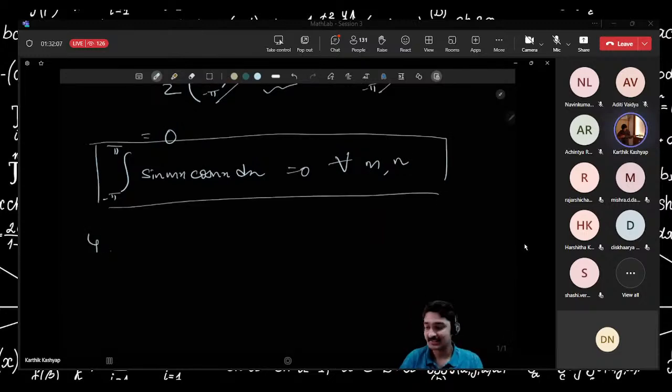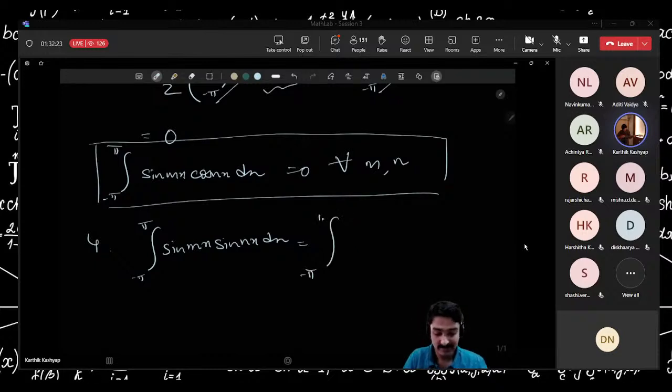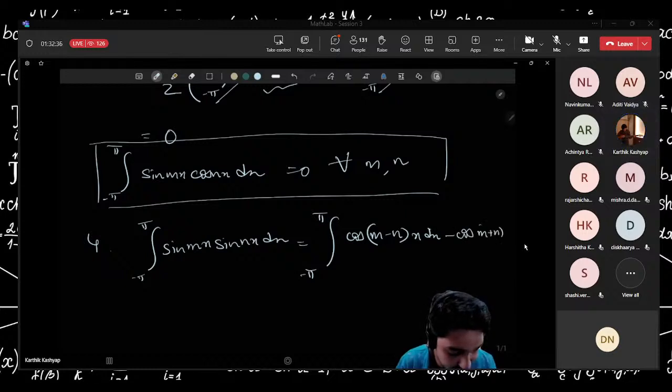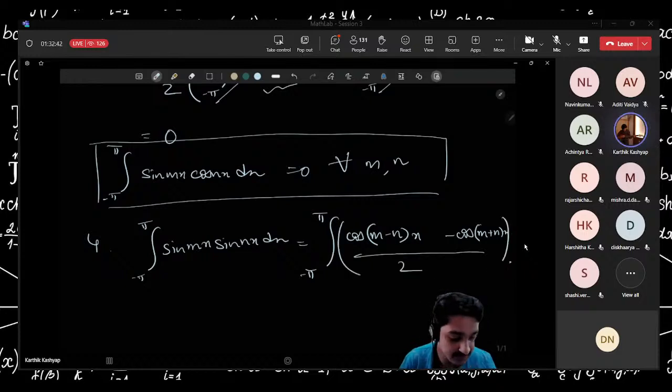The fourth one, in this case, let's take the integral of sine mx and sine nx dx from minus pi to pi instead of sine and cos. For this, again, a similar transformation can be made. Integral from minus pi to pi. Sine c sine t can be written as cos(c minus t) minus cos(c plus t), so it is cos (m minus n)x minus cos (m plus n)x, divided by 2. This is our transformation, and dx outside for the integral, of course.